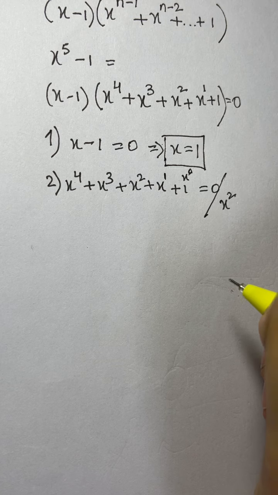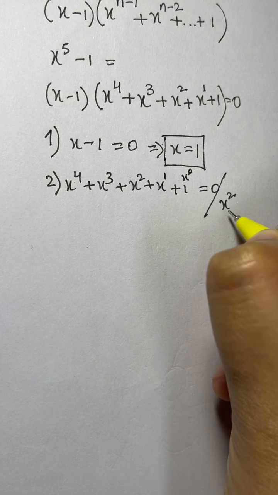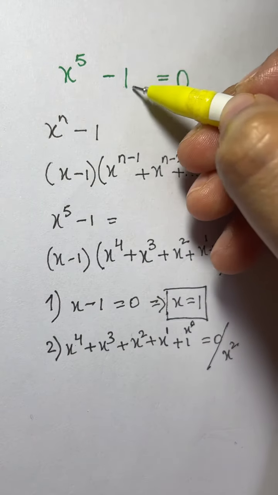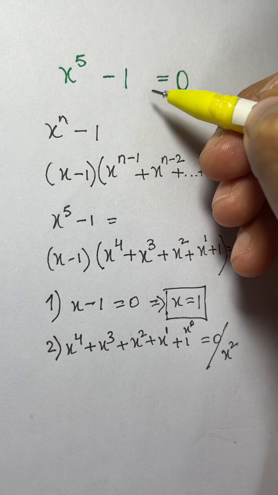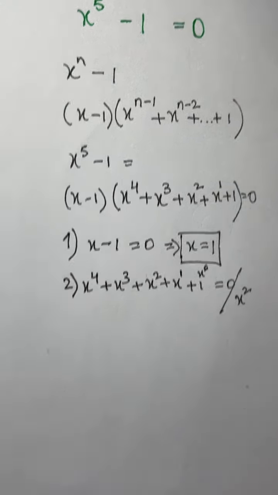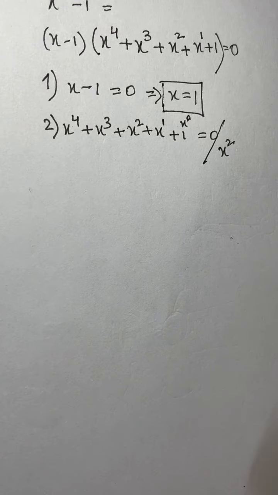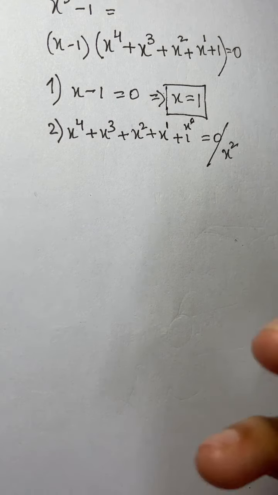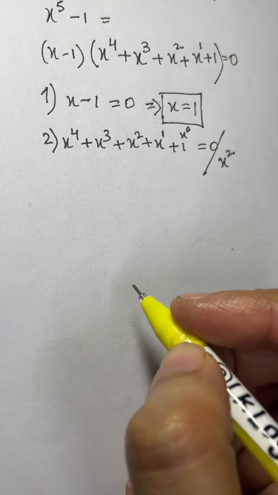Now you can say that x cannot be equal to 0. Never. If we put 0 in place of x, 0 minus 1 will be minus 1. It cannot be 0. X will never be 0. So let's solve for this. Now when you're dividing by x squared, let's divide each term one by one.